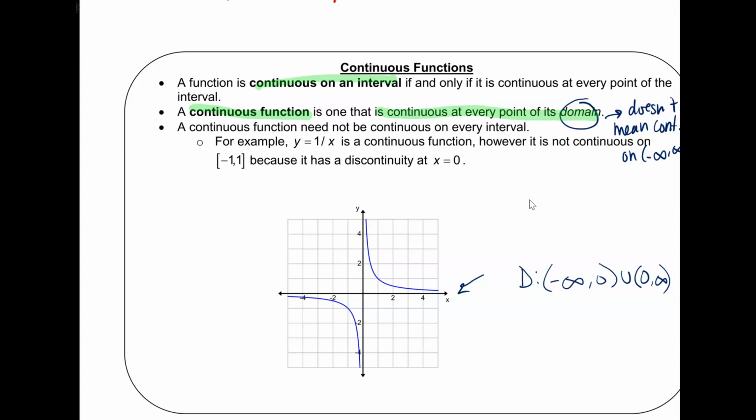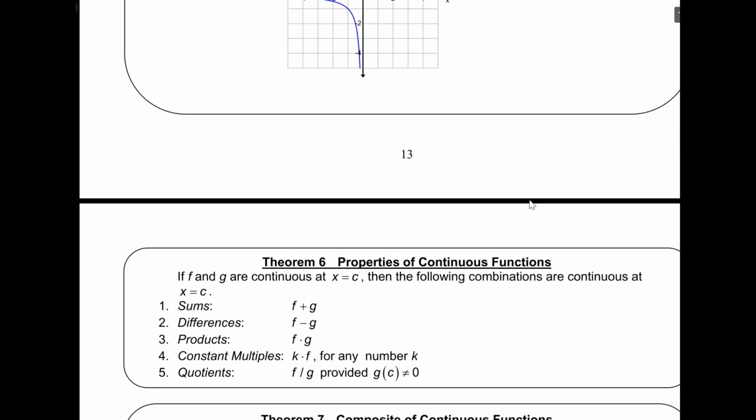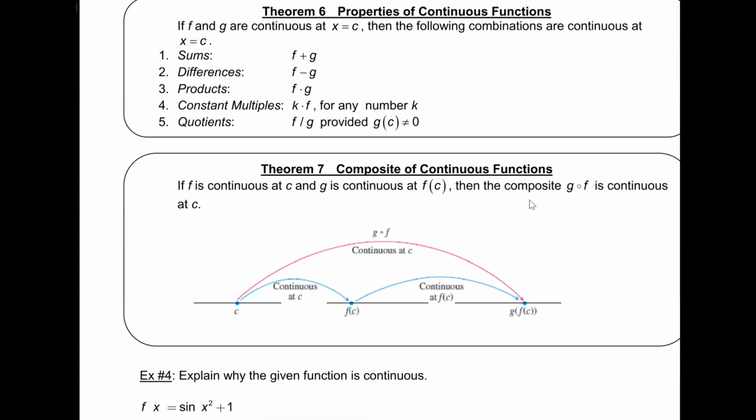Okay, let's go. A continuous function does not have to be continuous on every interval. For example, the graph below is y equals 1 over x, a hyperbola. It's a continuous function. However, it's not continuous from negative 1 to 1 because there's a discontinuity at x equals 0. So it's continuous everywhere except for that small chunk. Cool. So this is not really anything new. Let's go through different theorems: properties of continuous functions.